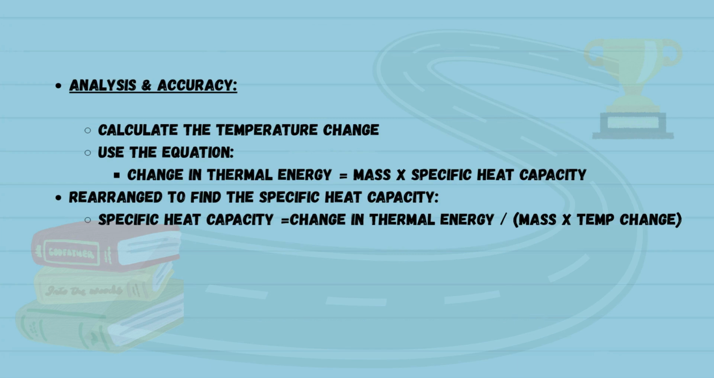Analysis and accuracy. Calculate the temperature change. Use the equation: change in thermal energy equals mass times specific heat capacity times temperature change. Rearrange to find the specific heat capacity: specific heat capacity equals change in thermal energy divided by mass times temperature change.